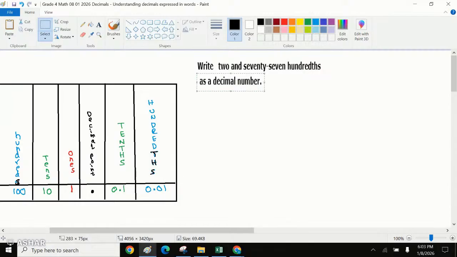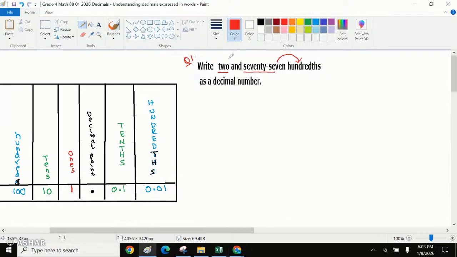Let's try writing this as a decimal number for question number 1. What they are saying is there's a 2 and 77, and this 7 is with the hundreds, right? That means it is on the second decimal place.